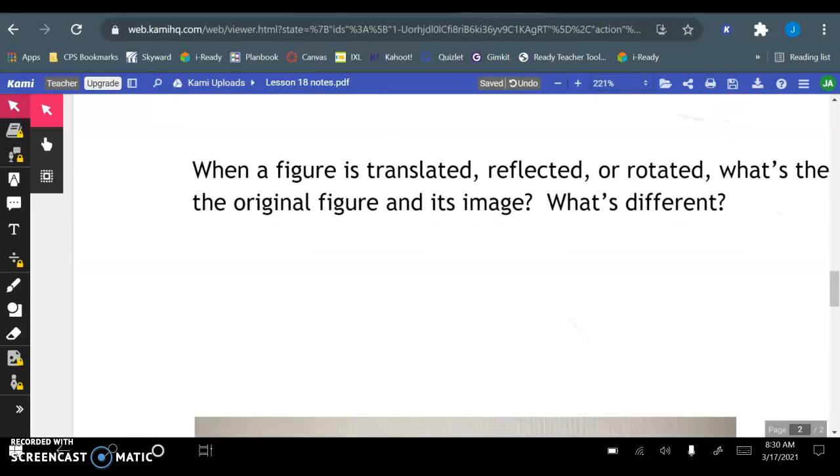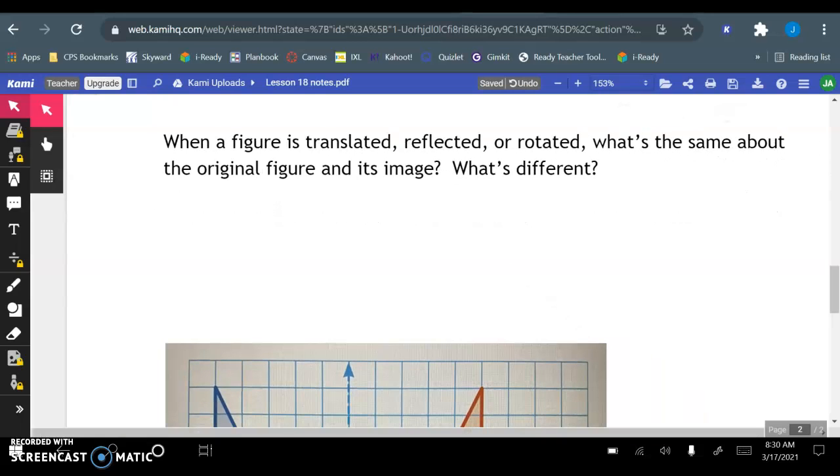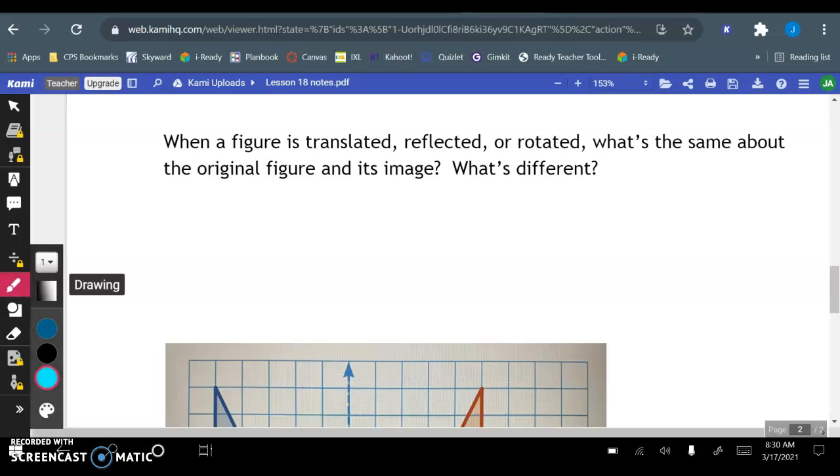All right. When a figure is translated, reflected, or rotated, what's the same about the original figure and its image? If we took a figure and either translated it, so slid it, reflected it, which is flip, or rotated it, which is spin, what is going to be the same about that figure and its new image? The size of it is going to be the same. Not once did we change the size of the figure. It's going to be the exact same size. What is different? Its positioning.